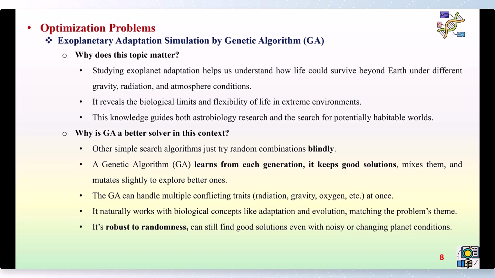Genetic algorithm can handle multiple conflicting traits or features like radiation, gravity, oxygen, and more, all at once. It naturally works with biological concepts like adaptation and evolution, matching the problem. Please note that any metaheuristic like PSO, Firefly algorithm, or differential evolution is proper to be used here, but we use genetic algorithm as the subject was related to biological matters. It is robust to randomness and can still find good solutions even with noisy or changing planet conditions.